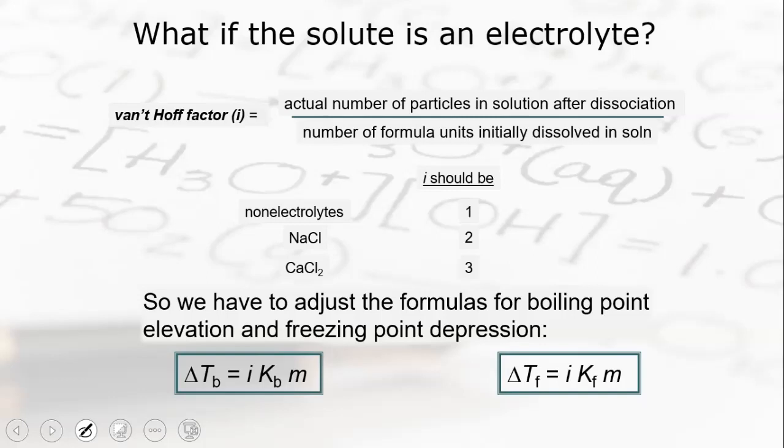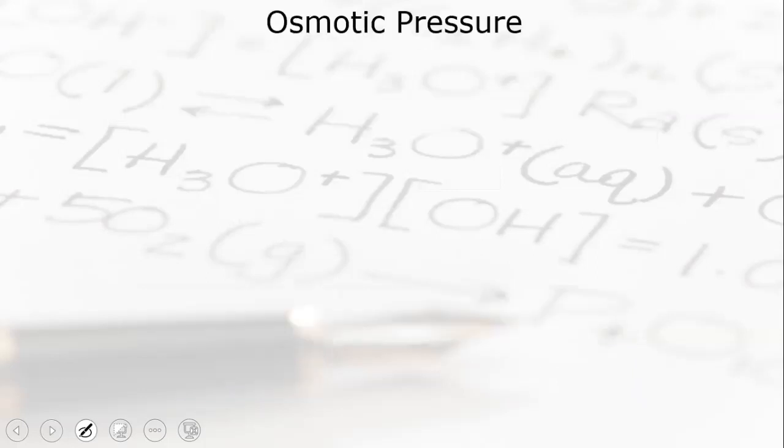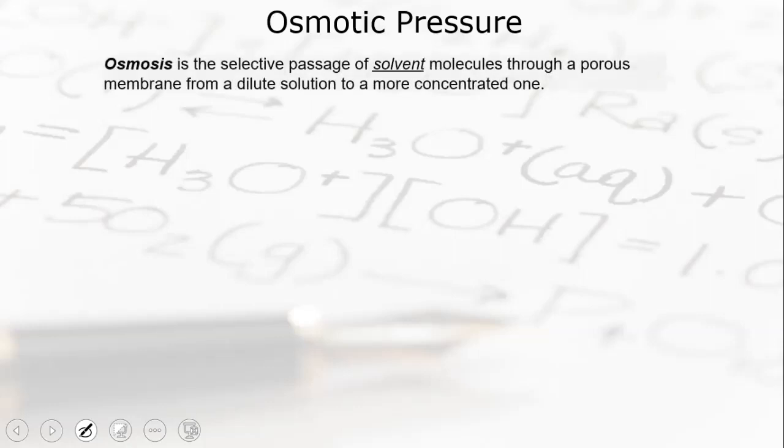Okay, let's look at the final colligative property. This is the osmotic pressure. You guys have heard this word, right? We use it a lot in our society, mostly with a kind of funny side to it, osmosis, because everybody learns in school what osmosis is. So I'm going to go very quickly over what it is and then give you a formula that we can use very interestingly. Osmosis is the selective passage of solvent molecules through a porous membrane from a dilute solution to a more concentrated one.